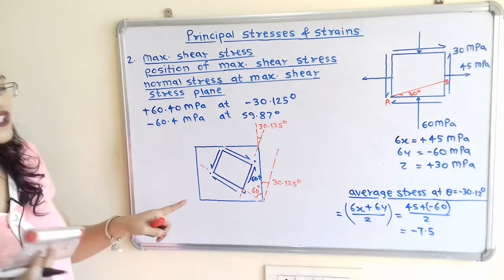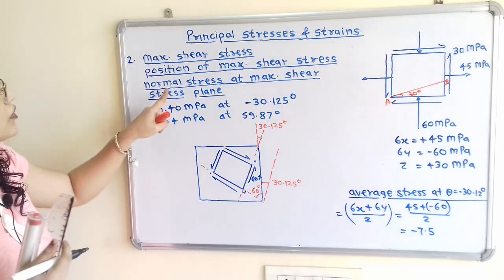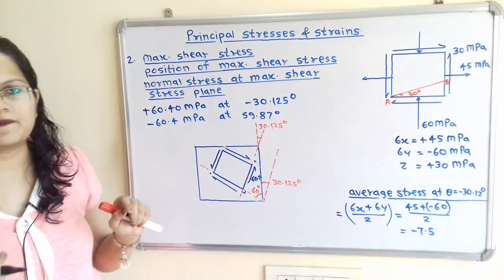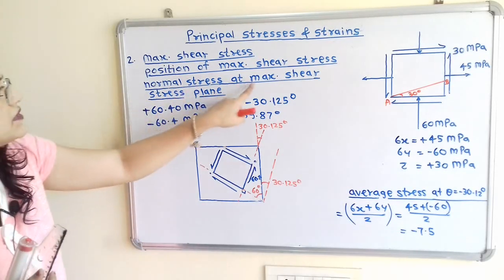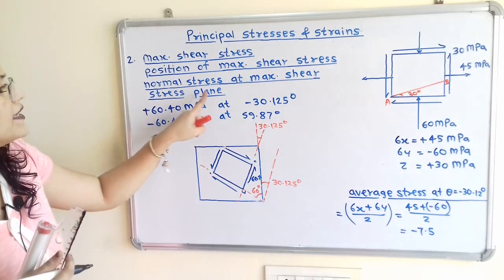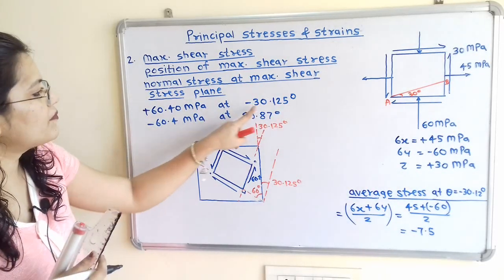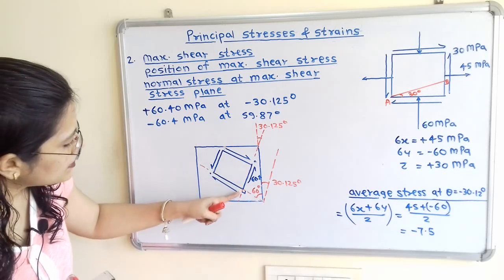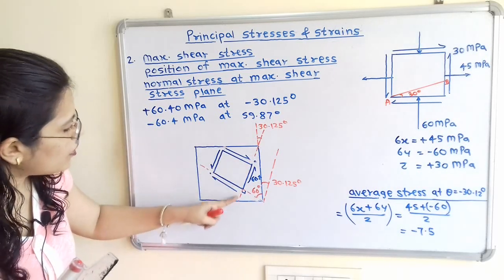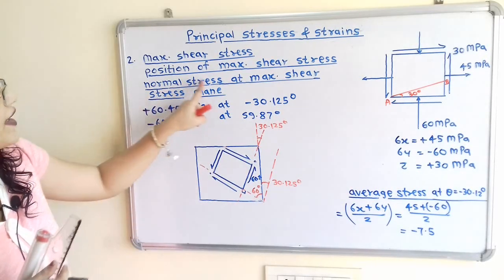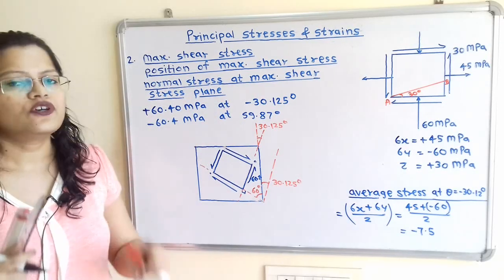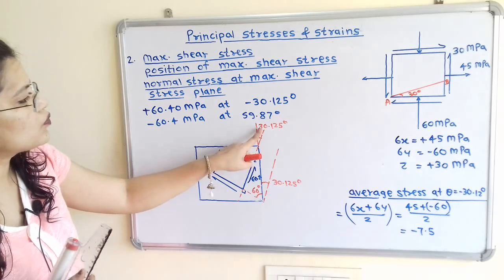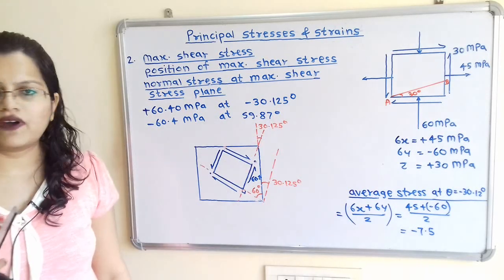Now the next question: we have to find out the normal stress at the maximum shear stress plane. So this maximum shear stress plane is at an angle of minus 30.125 degrees. That means here is the line. Now along this line, we have to find the normal stress. So we have to take theta equal to minus 30.125 degrees.